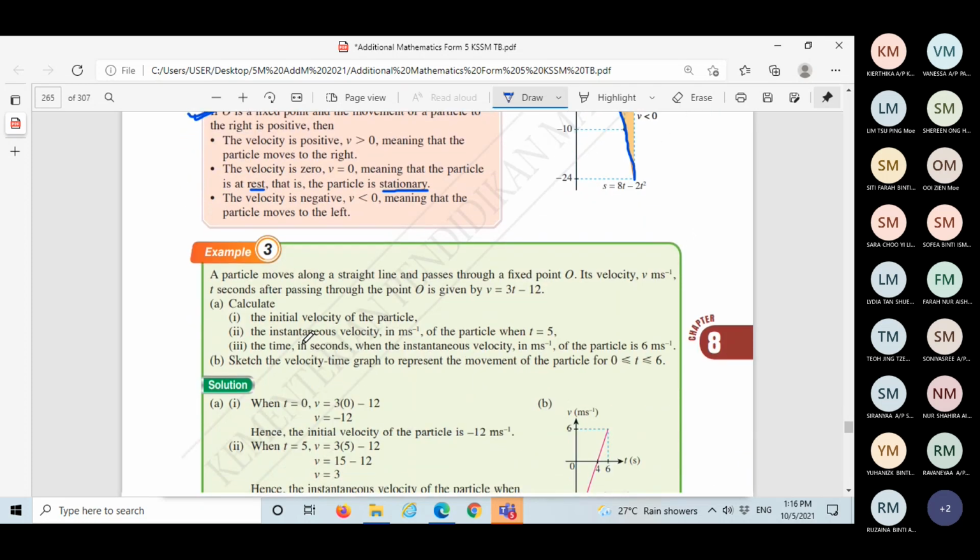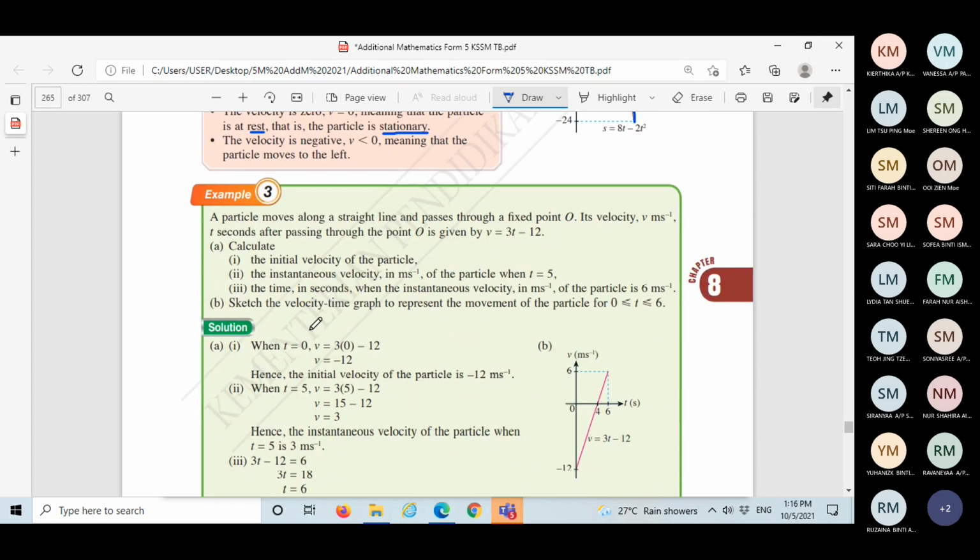Now we see the meaning of an instantaneous velocity. Same like just now, they will give you a function. The velocity they give you is a function of t. Same thing, just substitute the t, depending on what the question wants. Okay, we go to these questions.